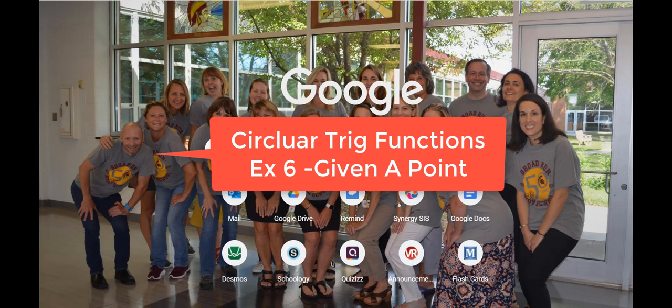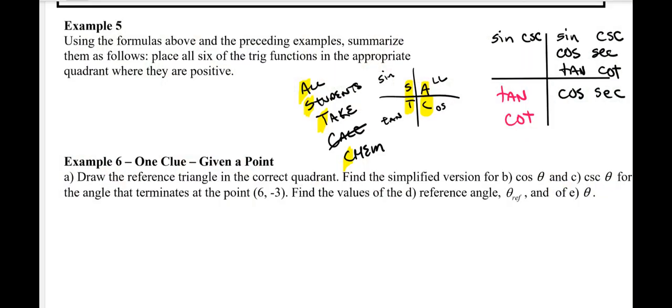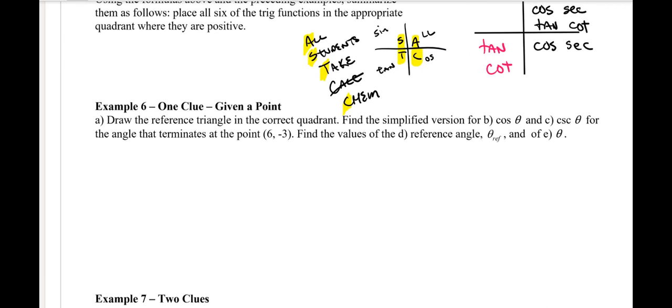And in this video, we're going to take a look at example number 6 for circular trig functions. And that is finding values, given a point, and working with the angle itself, finding the angle as well as the reference angle, and a couple other pieces about that. But we're going to be given one clue, and that one clue is just going to be the value of the point. All right, so just a little bit of review from last time.